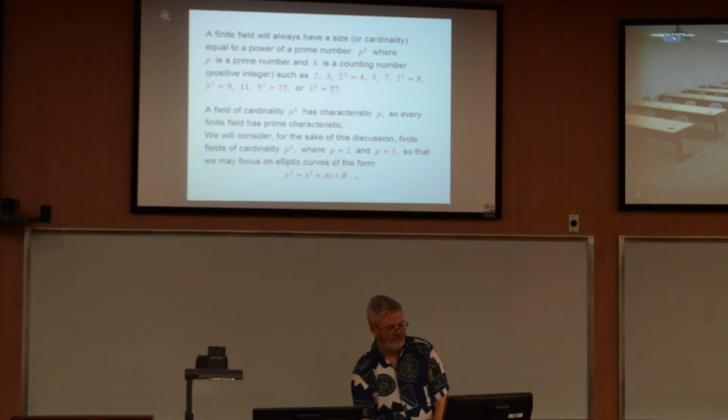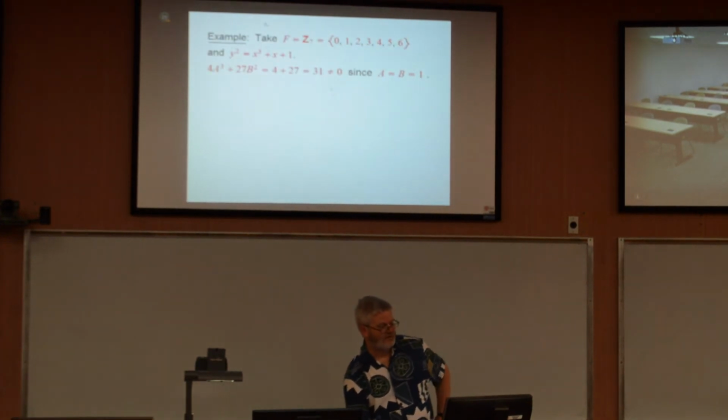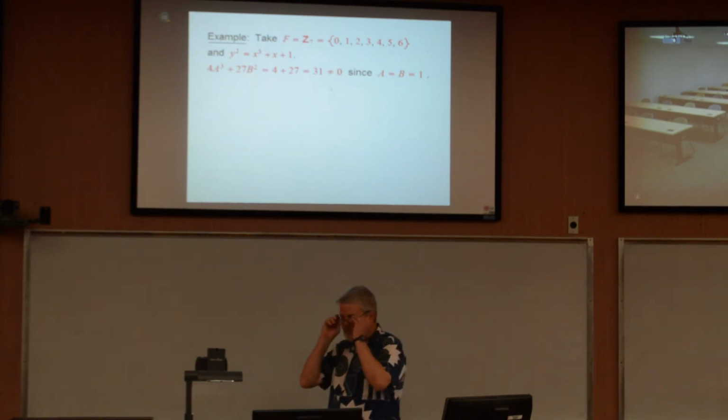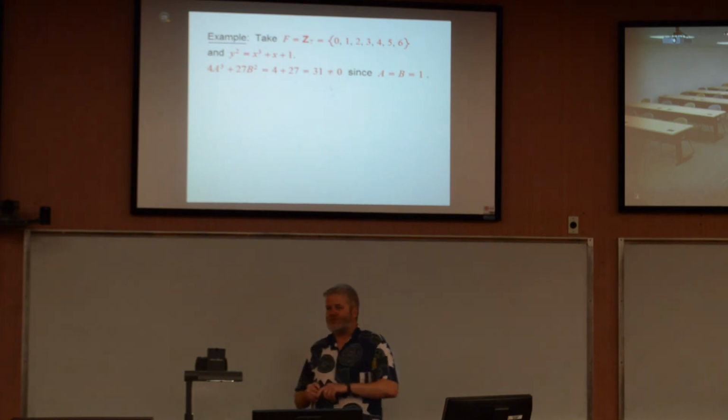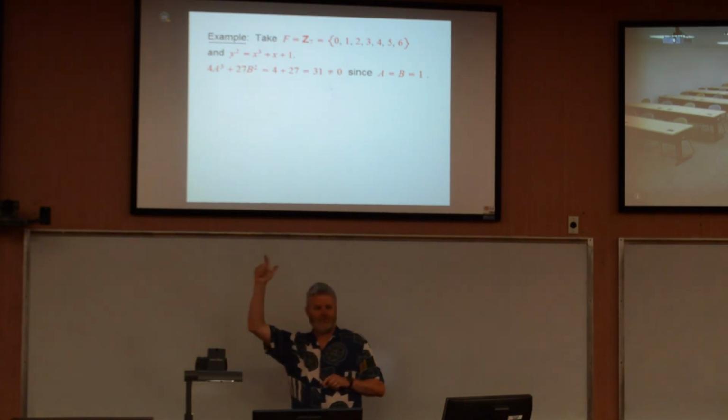There are more complicated equations that are used for those. All right, so here's an example. Let's take Z mod 7, which is all the numbers 0 to 6. And here's a good way to understand modular arithmetic. Who's had a little bit of modular arithmetic? Anybody? You've had some modular arithmetic?